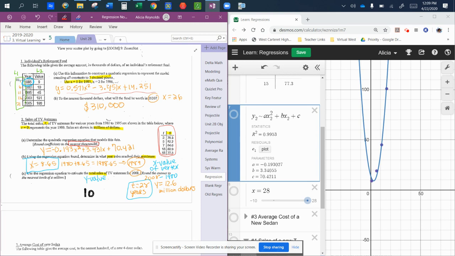Letter B, using the regression equation found, determine in what year sales reach their maximum. So I need to understand what this question is asking me before I can find the actual answer. To understand what's going on, I need to first know our vocabulary, that the maximum is talking about the vertex and the year is my x value. So it's going to be the x value of the vertex.